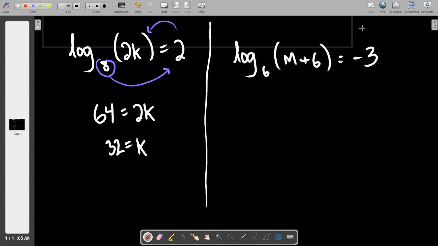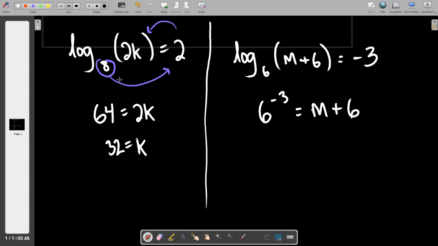Right. So what's our next step going to say? 6 to the negative third. And this time I am not going to skip this step because I feel like this is one of those things that we kind of have to revisit from time to time. So 6 to the negative third equals m plus 6, right? There's a little bit of meat on this bone.